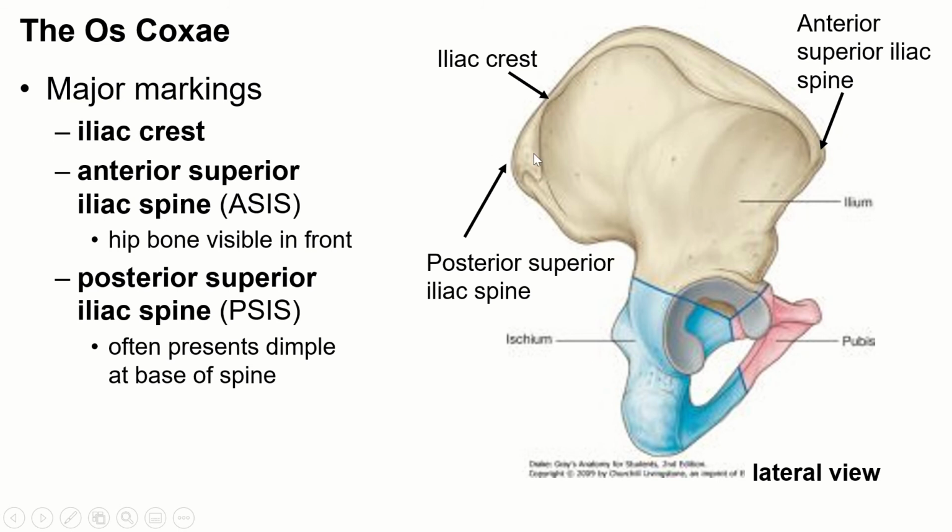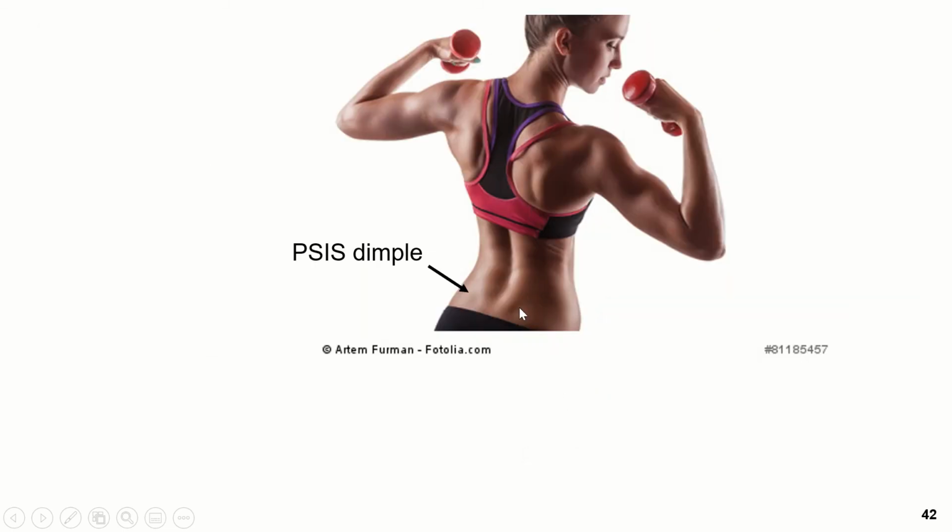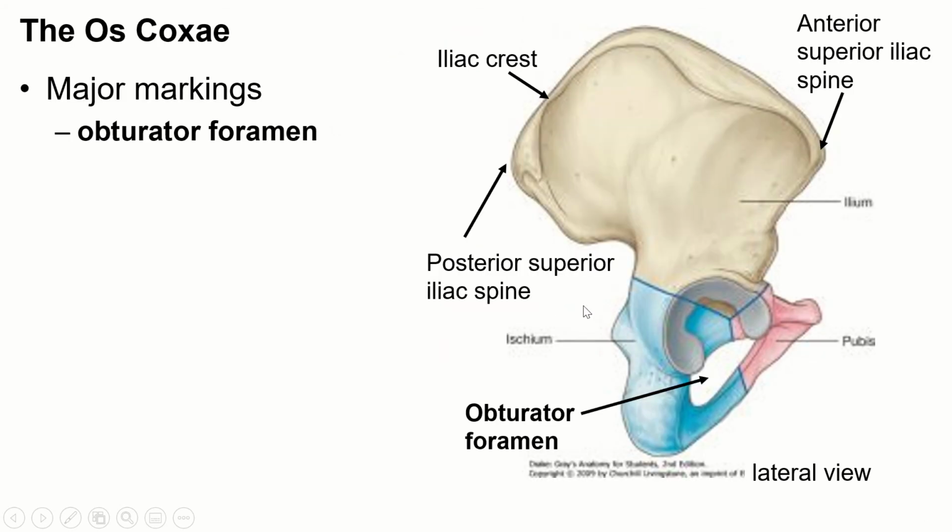The back of the iliac crest is the posterior superior iliac spine, sometimes called the PSIS. And the PSIS makes a little dimple at the base of the spine because a lot of muscles attach on either side of it. So those little dimples right there are where the PSIS are. And if you're thinking, why are there dimples if it's a spine? It's because the muscles around it extend out farther than it does.